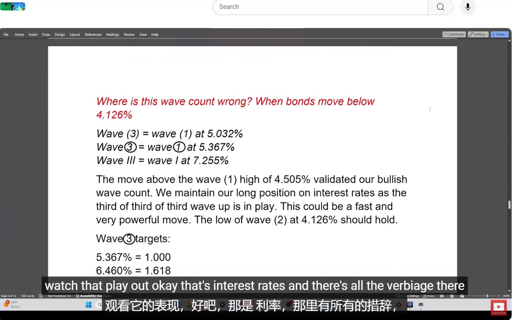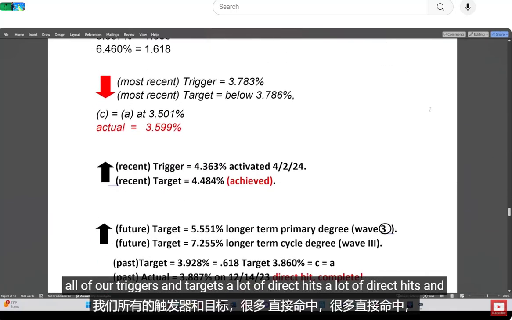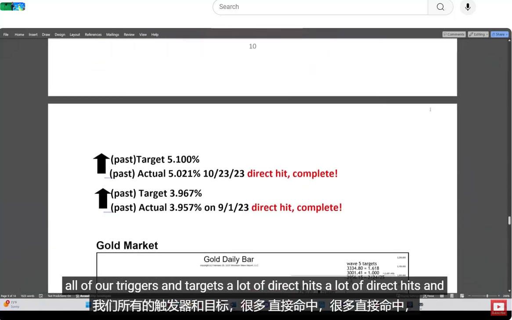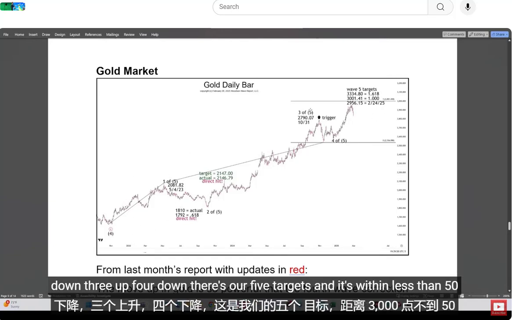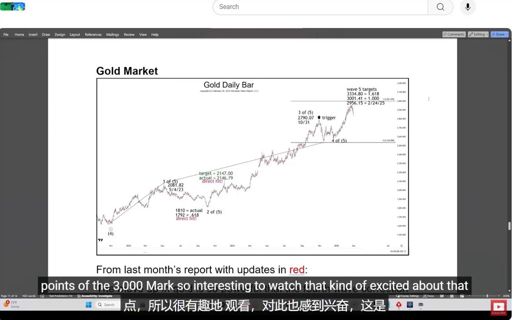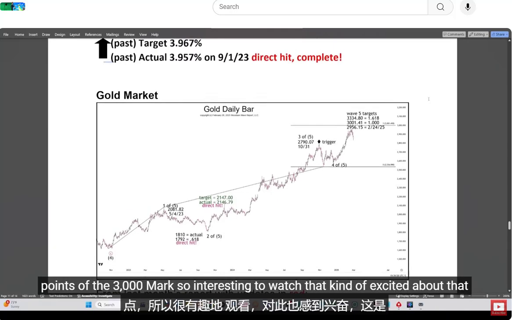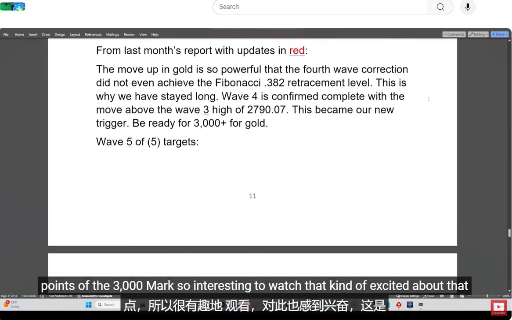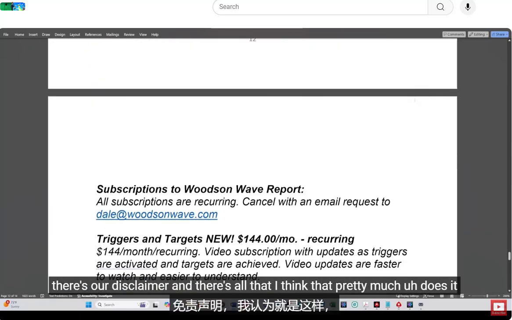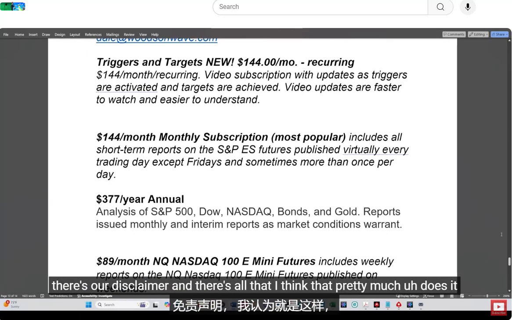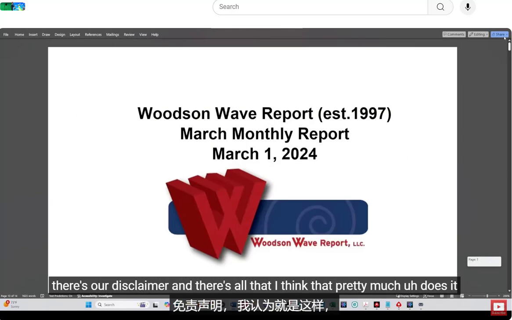Okay, that's interest rates, and there's all the verbiage there, all of our triggers and targets, a lot of direct hits. And then there is the gold. We went over that. That's that 5 wave. We got a 1 up, 2 down, 3 up, 4 down. There's our 5 targets, and it's within less than 50 points of the 3,000 mark. So interesting to watch that. Kind of excited about that too. There's our triggers and targets on all those. There's our disclaimer, and there's all that. I think that pretty much does it.